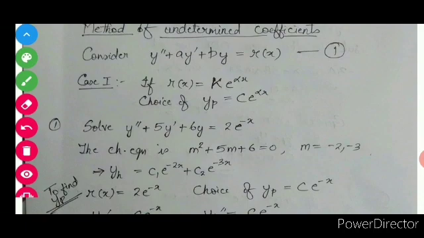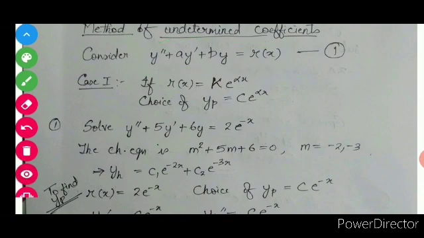Now in such cases, we will first be looking at a trial solution. So the choice of yp will be c into e raised to alpha x, where c is an arbitrary constant. And then we will find yp dash and yp double dash, and we will substitute those things in this given equation. We will equate the left hand side and the right hand side to find capital C. And then we will write the general solution as y equal to yh plus yp. Now let's look at a problem.